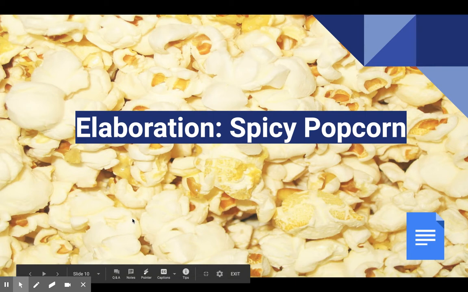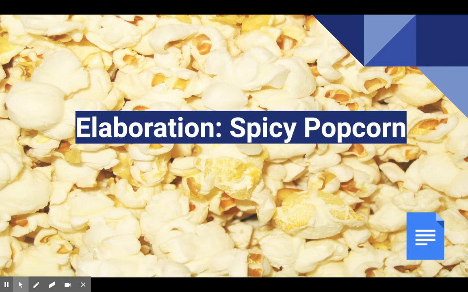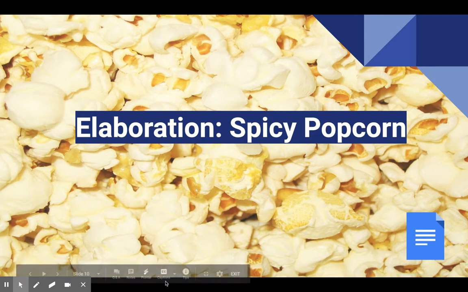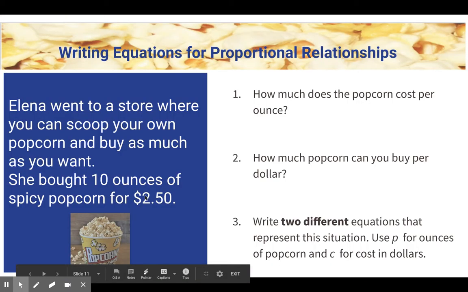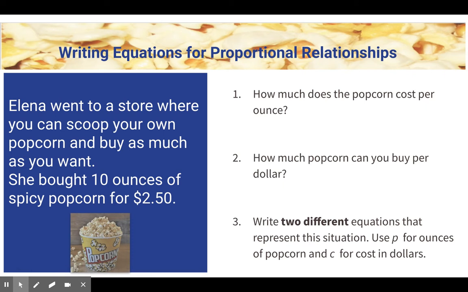So now we're going to jump to our elaboration activity. Our elaboration activity, which is entitled Spicy Popcorn, can be found in your student companion. So we want to make sure that we're copying and capturing our answers to these questions in the student companion that was found in Google Classroom. So we're writing equations for proportional relationships. Let's read the prompt for this problem.